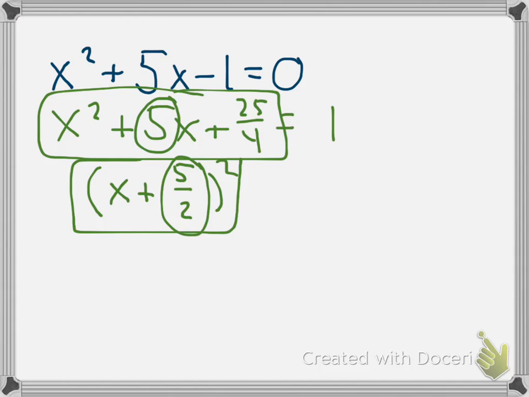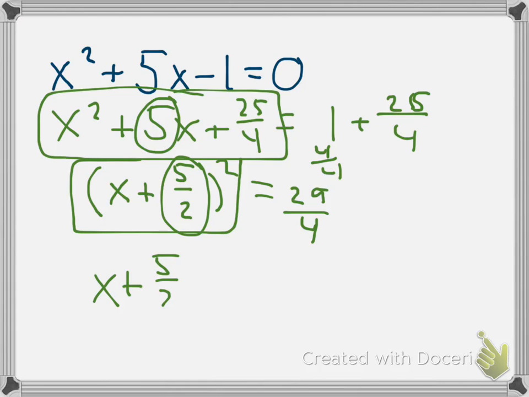And if I add 25 fourths to one side, I have to add 25 fourths to the other side as well. So now I just have a little cleanup to do. This side, don't be too scared off by. 1 is equal to 4 fourths. 4 fourths plus 25 fourths is 29 fourths. So if x plus 5 halves squared equals 29 fourths, I take the square root of both sides. x plus 5 halves equals plus or minus the square root of 29 fourths.